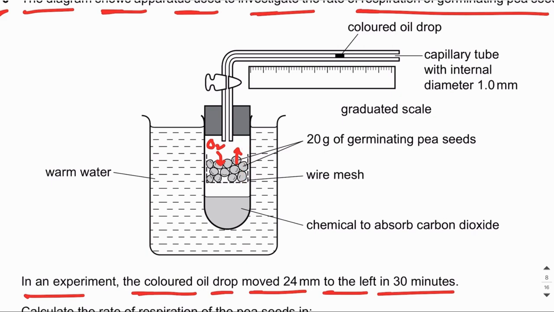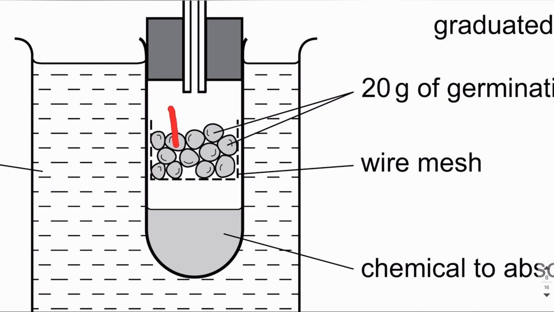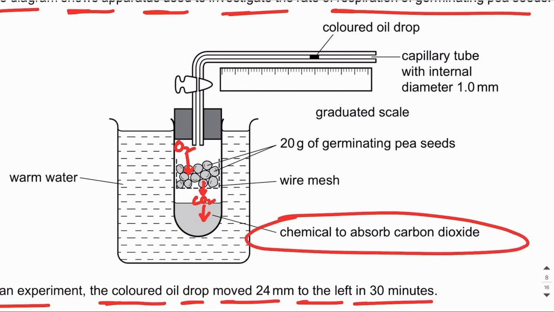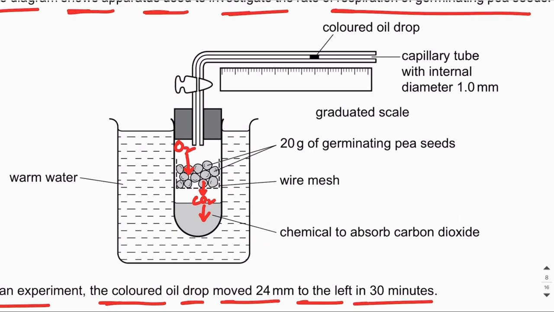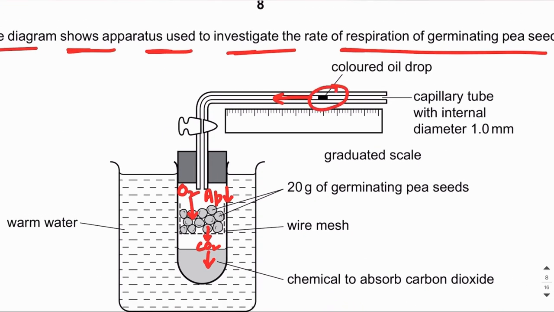So what happens is that there is loss in the air volume. Let me explain it again. These germinating pea seeds take up oxygen, so there is loss in the air volume. However, when they release carbon dioxide, this carbon dioxide does not become part of the air because it is absorbed by this chemical which is there to absorb CO2. So there is overall loss of air, and when the air is lost, what happens? The air pressure over here decreases, which causes the colored oil drop to move to the left.